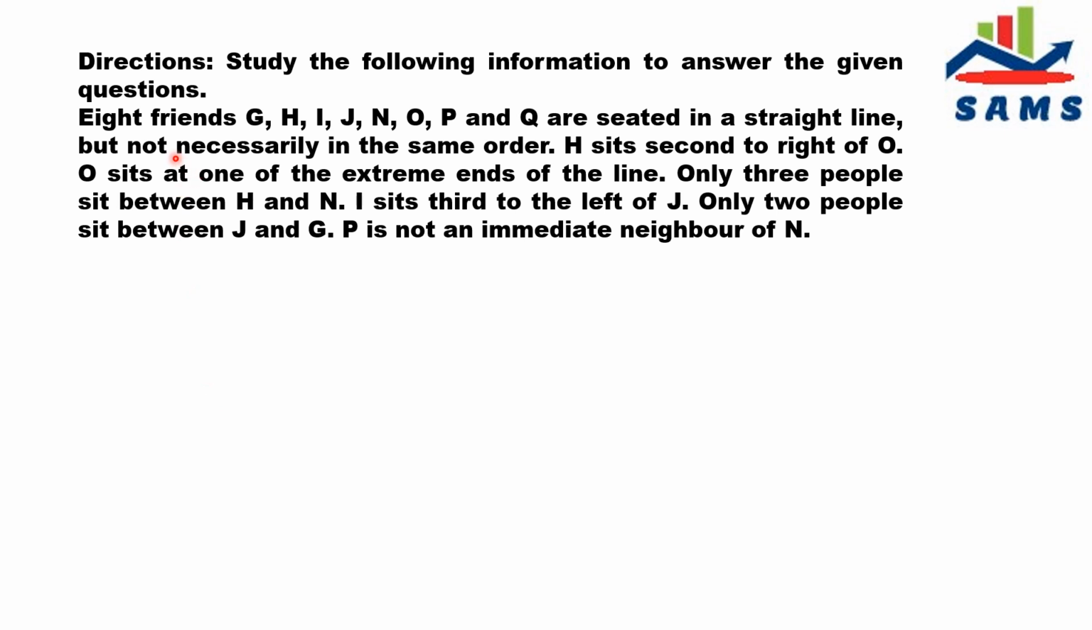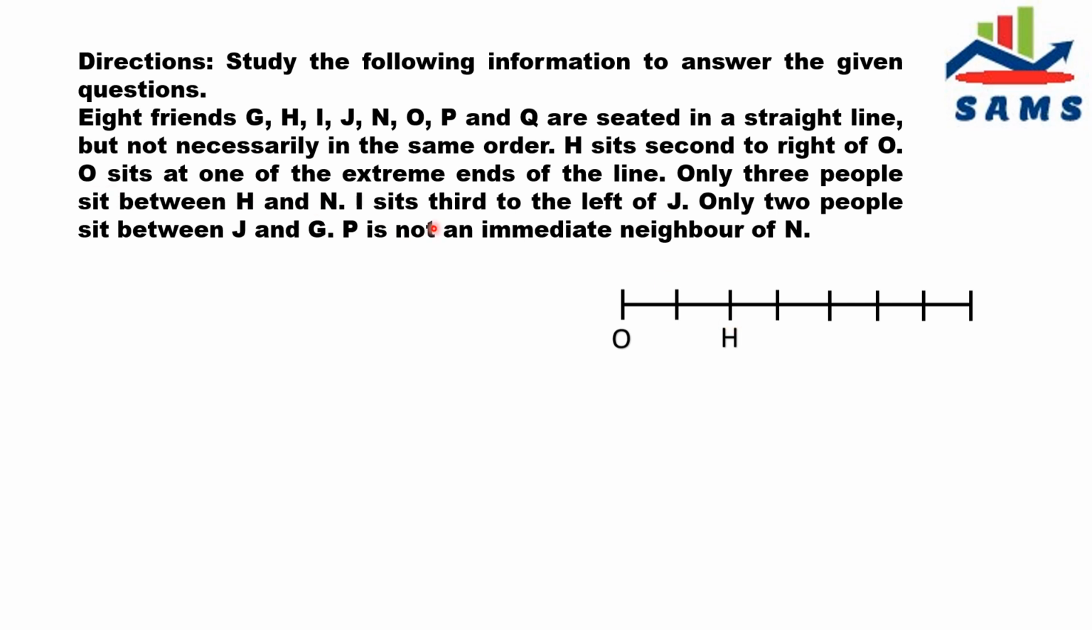So the question is, 8 friends G, H, I, J, N, O, P and Q are seated in a straight line but not necessarily in the same order. H sits second to the right of O. O sits at one of the extreme ends of the line. So if we plot this, we can assume that O is sitting at the extreme corner and H is sitting second to the right of O.